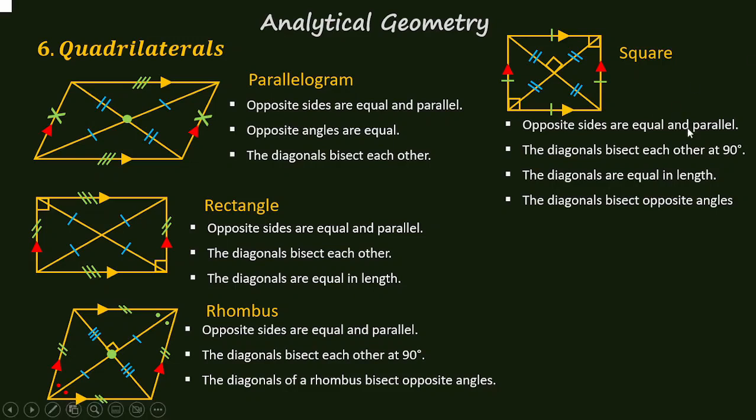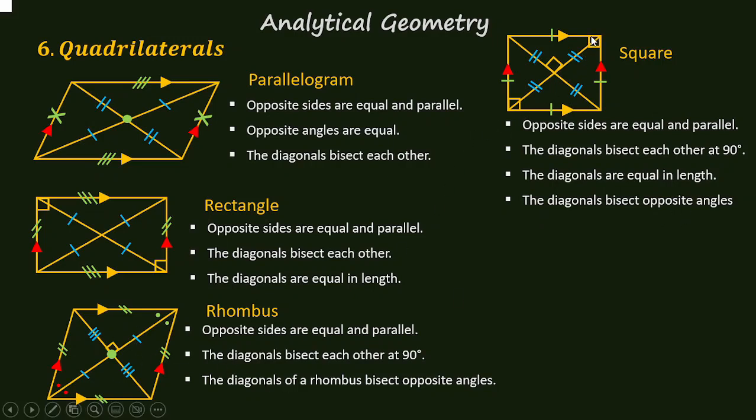The diagonals bisect at 90 degrees, just like the rhombus. The diagonals are equal in length, just like the rectangle. So if this is 10 centimeters, that would also be 10 centimeters, and they bisect each other at 90 degrees, making all these equal in length. And the diagonals also bisect the opposite angles, just like the rhombus.